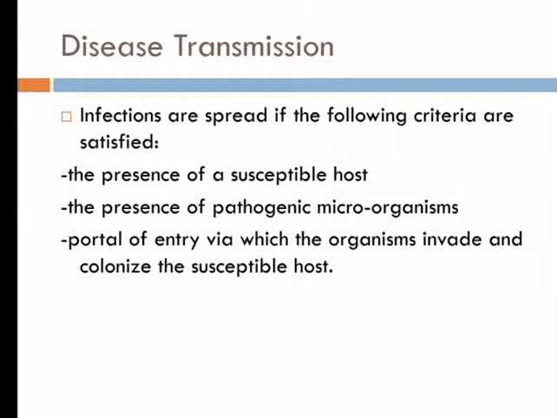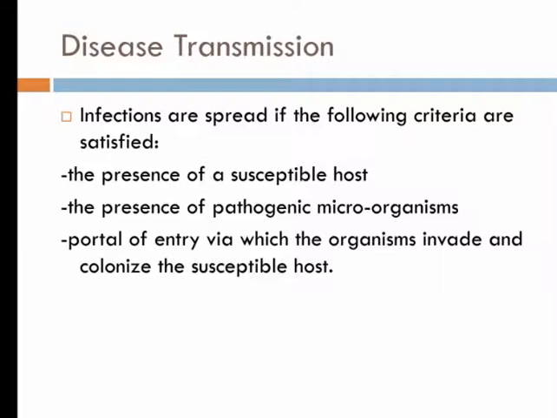Disease transmission. Infections are spread if the following criteria are satisfied. First, the presence of a susceptible host. Second, the presence of a pathogenic microorganism. And third, a portal of entry via which the organism can invade and colonize the susceptible host.